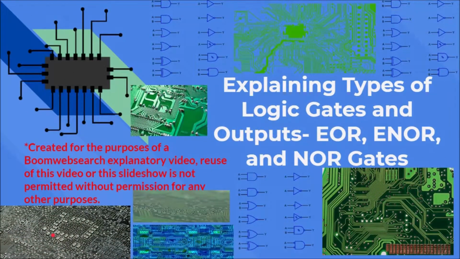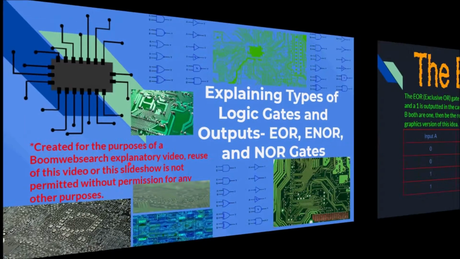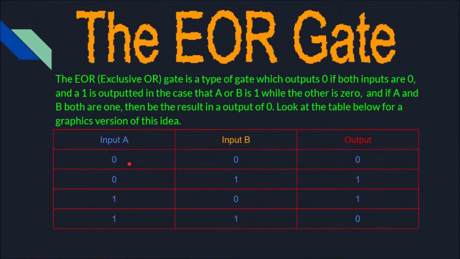Okay, so let's get right into the video with our first topic, which is to explain what the EOR gate is. The EOR (exclusive OR) gate is a type of gate which outputs a 0 if both of the inputs are 0. A 1 is outputted in the case of A or B being 1 while the other is 0. And if A and B are both 1, then the output is 0.